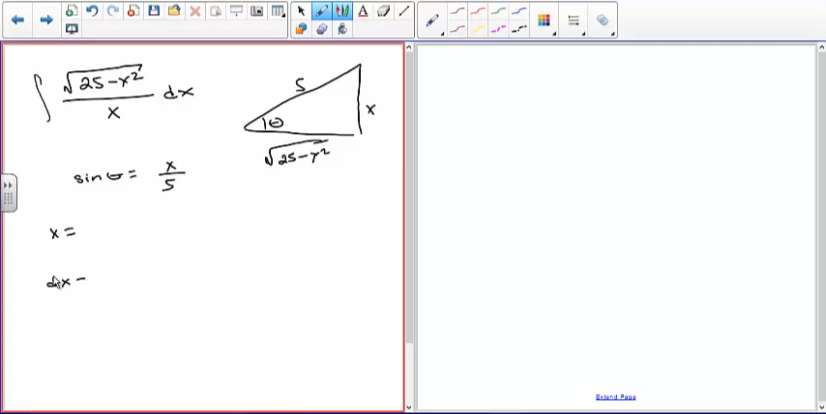Then you'll calculate dx. And then ultimately you need to find what the square root of 25 minus x squared is equal to. And those three substitutions you'll be able to put into there. So this one, just solve for x. Here, take the derivative. Here, use the trig function that involves the ratio of the square root term to the constant term, whatever that is. It's the same as the one in the first example, isn't it?